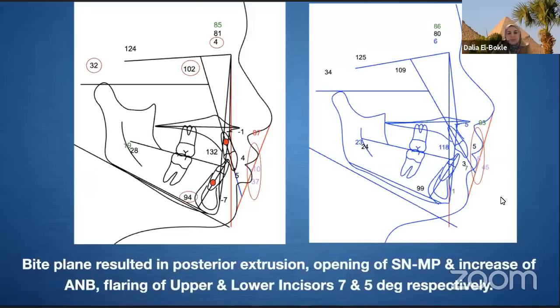Looking at the cephalometric tracings, the bite plane was able to achieve posterior extrusion, opening of the SN mandibular plane, increase in the A and B angle, and flaring of the upper and lower incisors by 7 and 5 degrees respectively. So I guess the forces due to the bite plane were anterior to the center of resistance of the incisors, which resulted in such flaring.